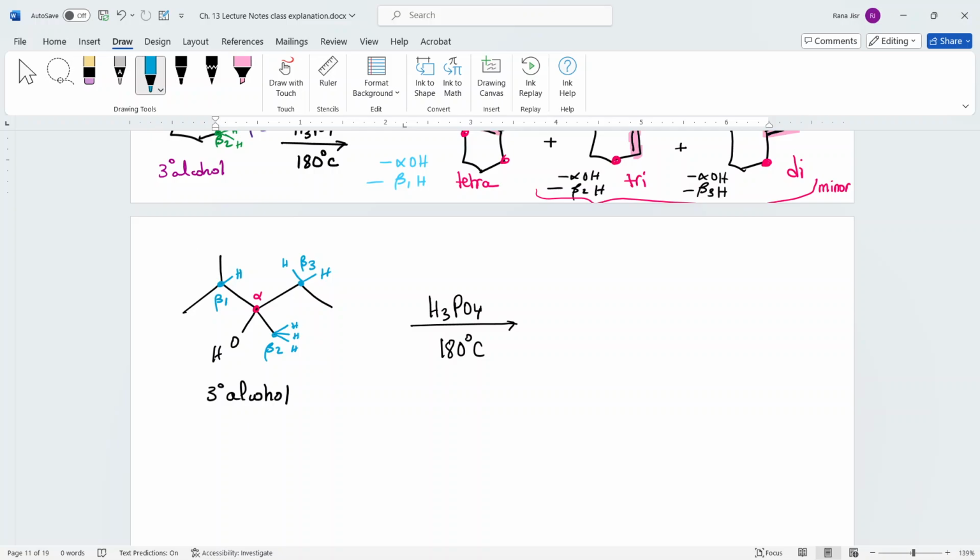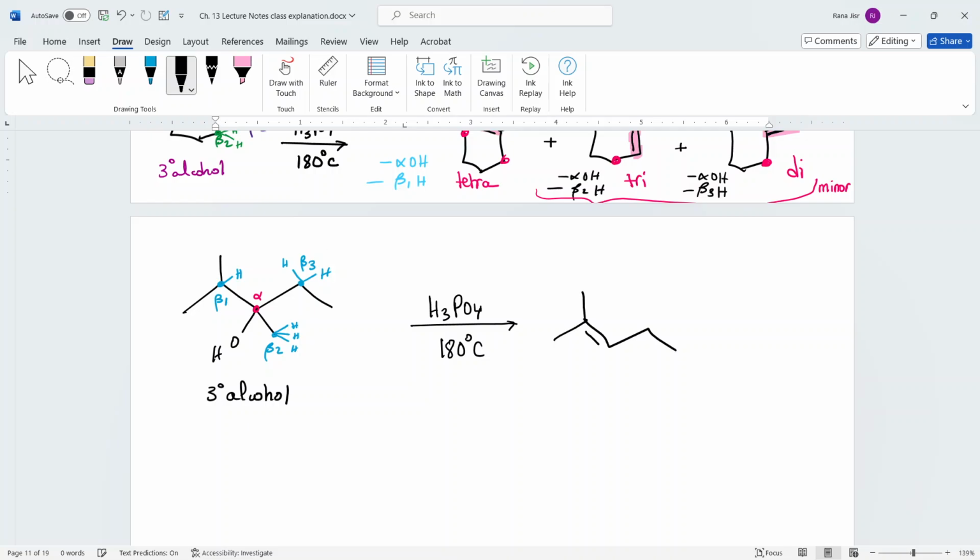Okay, so all of these hydrogens are different. You can see them. The CH2 is different than the CH3 is different than the CH. If your beta hydrogens are different, they're going to make different alkenes. If they are the same, they're going to make the same alkene. Okay, so let's go ahead and write all the alkenes that we are going to make.